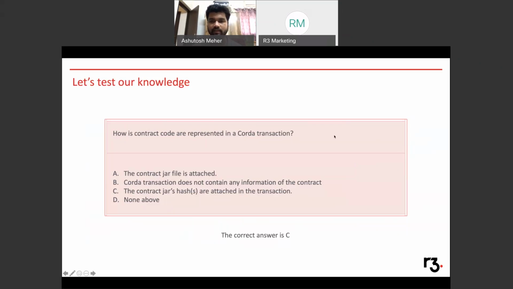All right, so the correct answer here is C, which is that it's the contract jar's hash which gets attached to the transaction, because the contract jar itself is available with each and every party, so they can pull out which contract is being used using that particular hash of the contract jar.